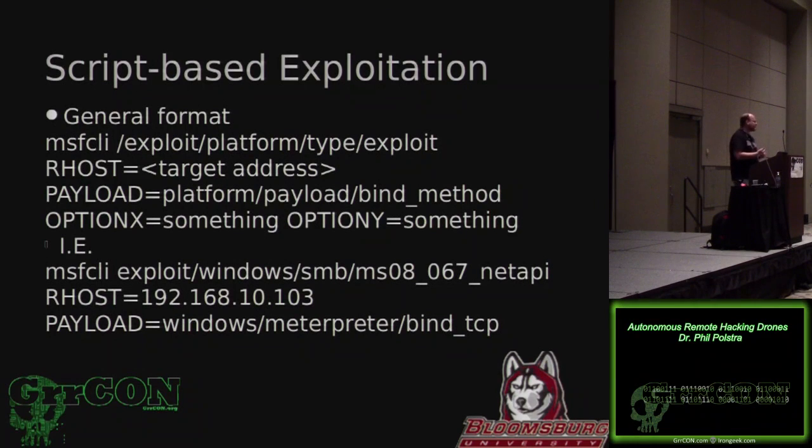So some of you are probably more familiar with using Metasploit as the Metasploit console. You can do all the same stuff with the command line interface. Also, I think in a lot of ways the command line interface is faster because it doesn't load quite as much stuff every time you run something. General format is like this. You just run it. You give it the name of the exploit, the platform, which is usually Windows, the type of exploit, is it SMB, is it something else, the name of the exploit, MS08-067 maybe.